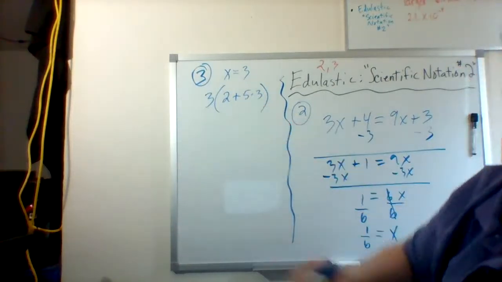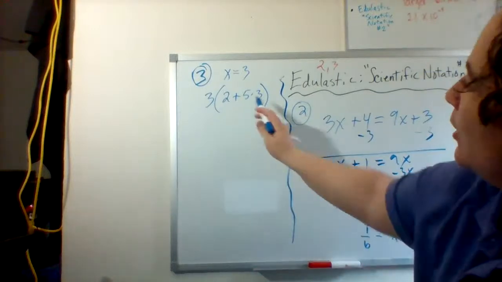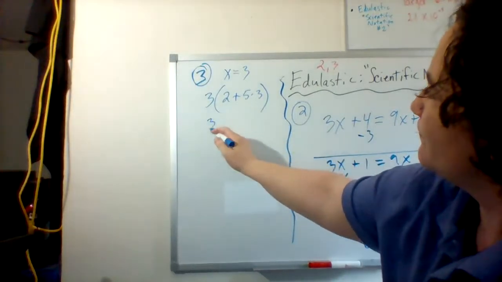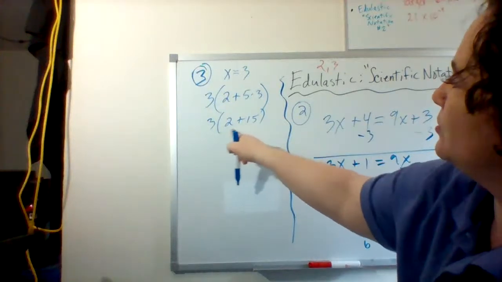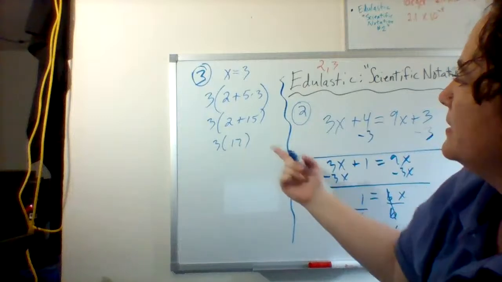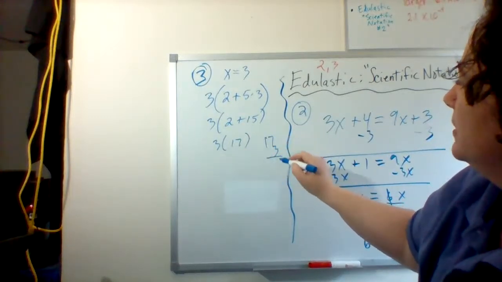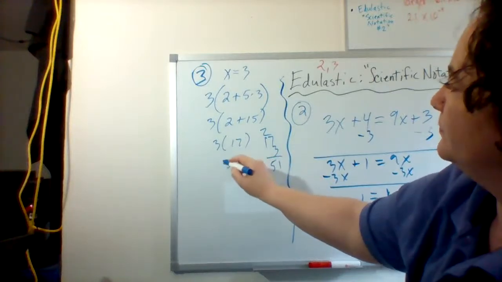If you don't remember your order of operations, I could see you getting mixed up with this. What is 5 times 3? It's 15. Now, what's 2 and 15? That's 17. What is 3 times 17? I don't know. 51.